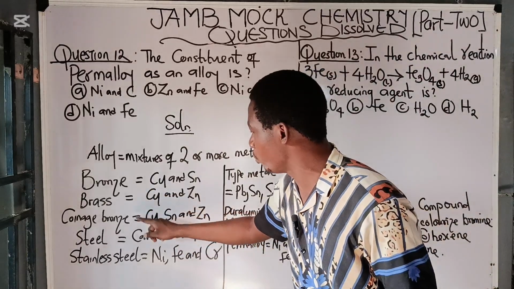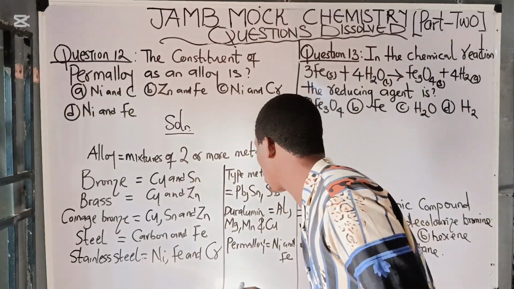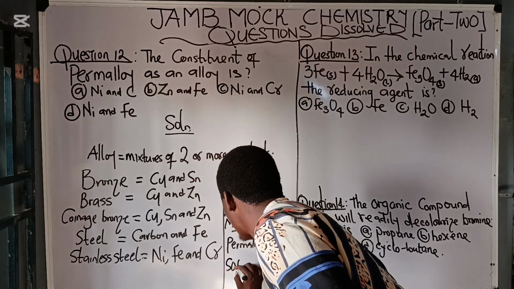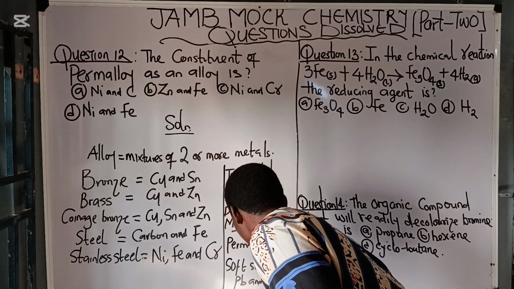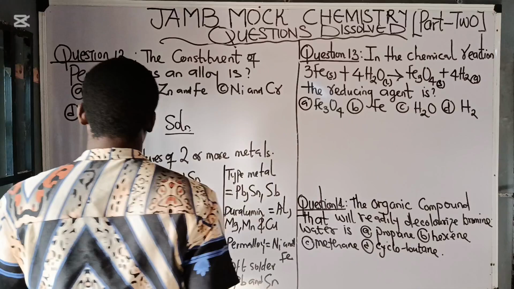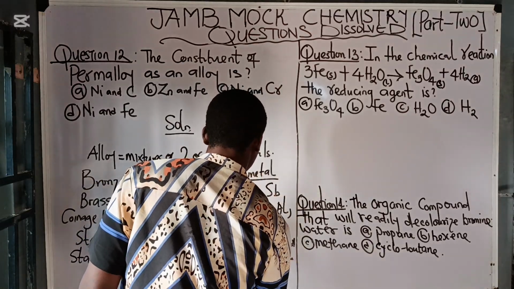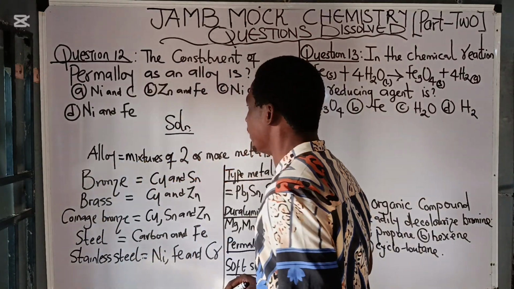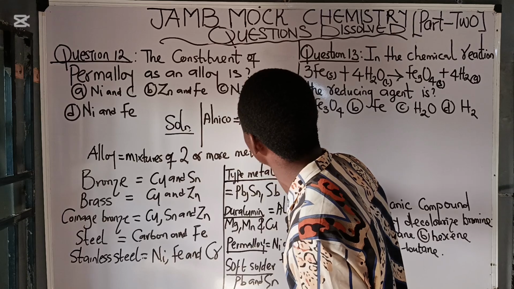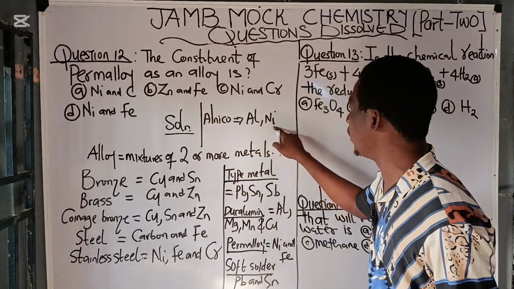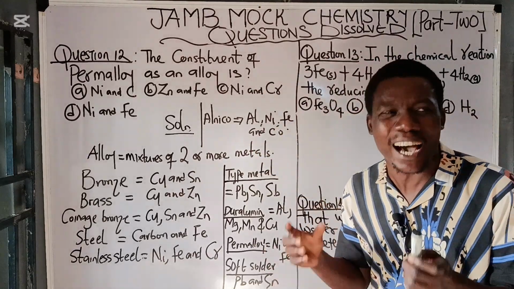So I've given you 1, 2, 3, 4, 5, 6, 7, 8. Now these are examples of what? Alloys. We have what we call soft soda. Soft soda comprises of lead and tin. Take note of that. This is also an alloy. So it's either you see bronze in the exam, or brass, or coinage bronze, steel, stainless steel, type metal, duralumin, permalloy, soft soda. Then we have one which we call anico. Anico is an alloy containing aluminium, nickel, iron, and finally cobalt. Take note of that. So these are the basic alloys in chemistry.